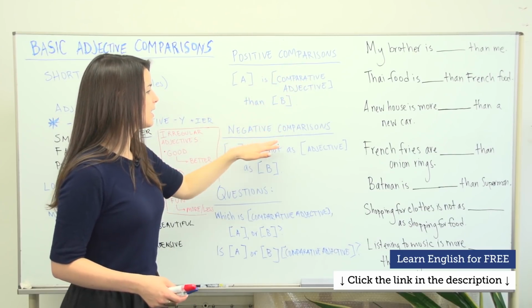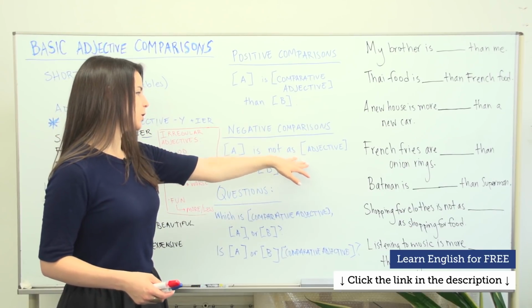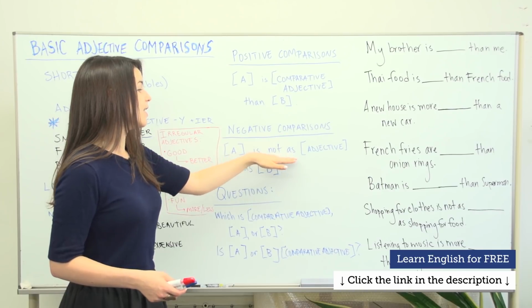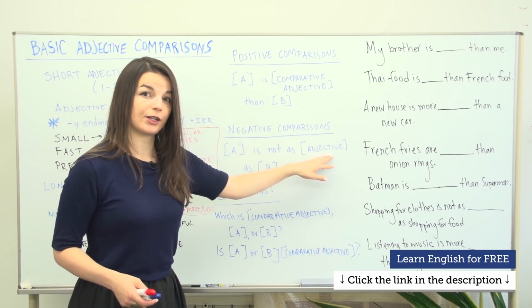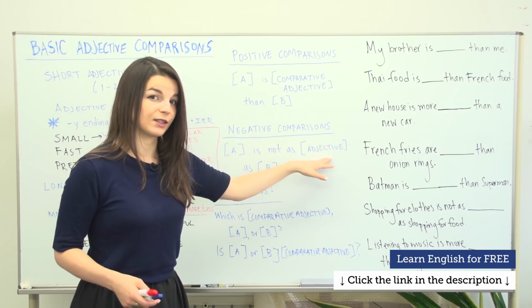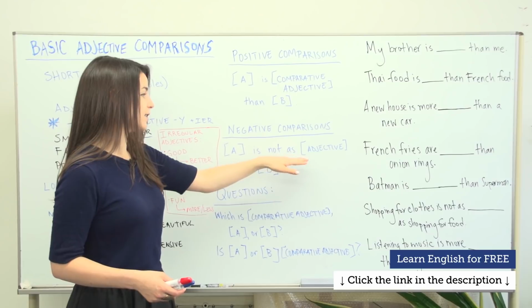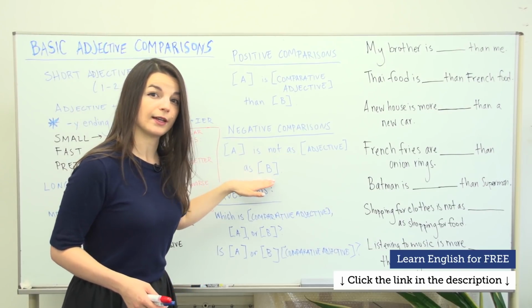In the negative comparison, however, you'll see it's slightly different. When you make a negative comparison, you'll say A is not as plus the regular adjective. There's no change to the adjective in this sentence pattern as B. So for example, A is not as big as B. A is not as expensive as B.